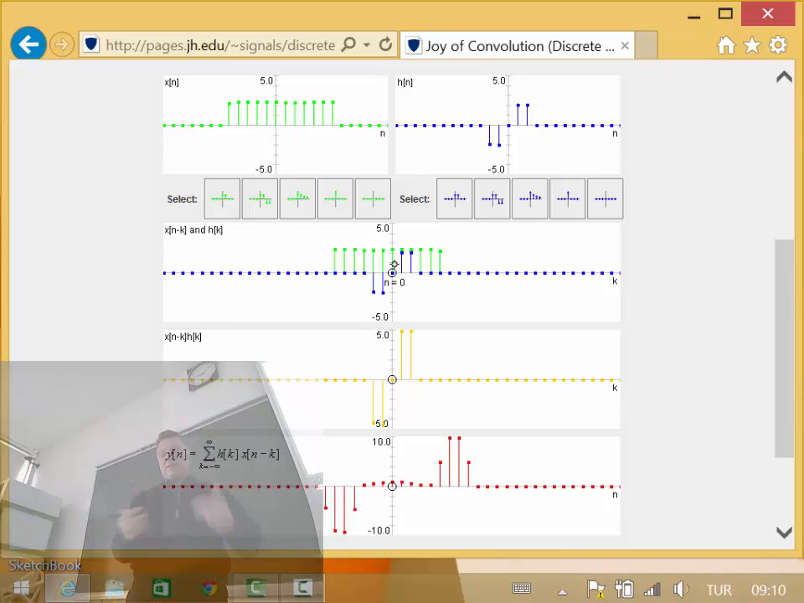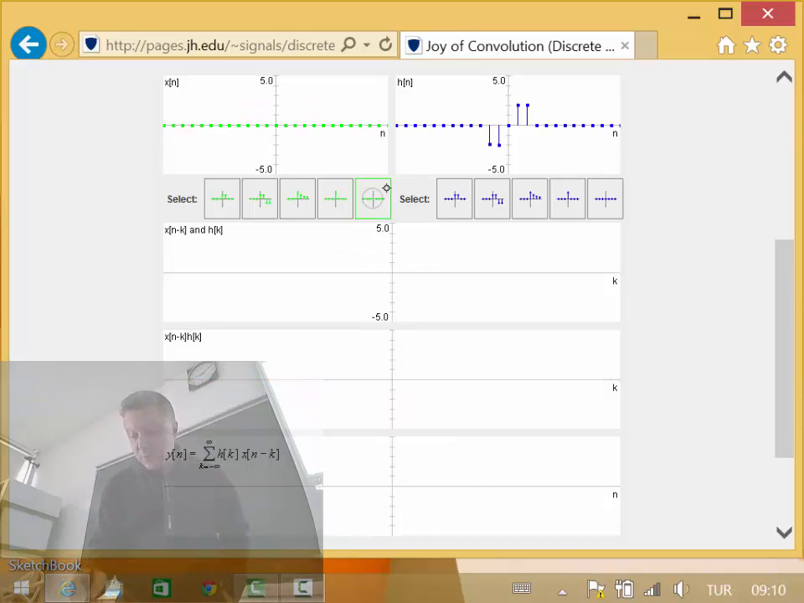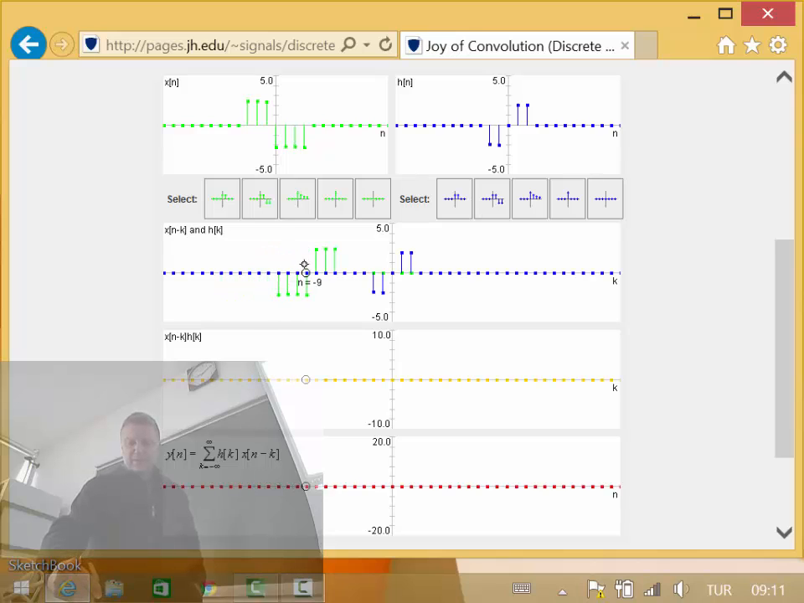So there may be negatives, positives. These two may also have positives and negatives. Let's draw something like this. For example, both x and h are alternating. What kind of a thing will it be?